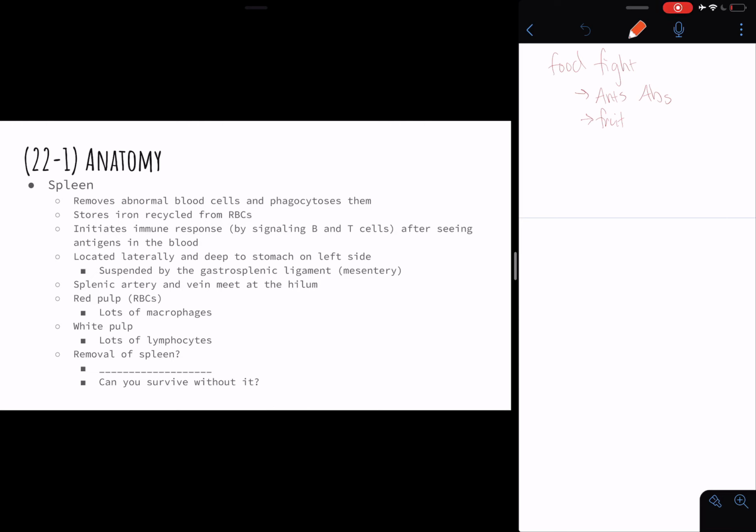Then we have white pulp. White pulp is going to take care of those white blood cells. And again, initiated by some macrophages, but eventually we break down those lymphocytes. The spleen itself, if you see a really enlarged spleen for some reason, that probably means that there's a large amount of red blood cells and white blood cells, maybe both, maybe one or the other.